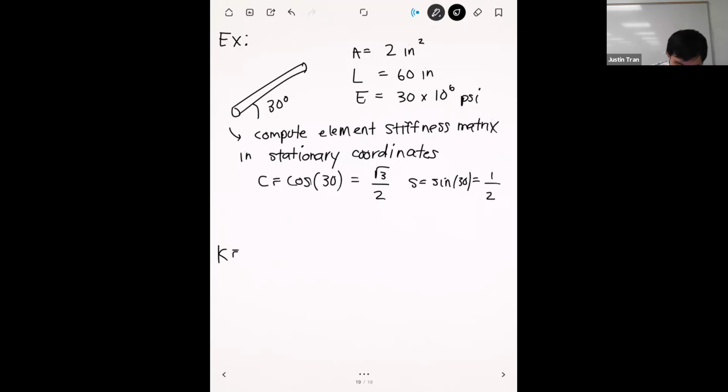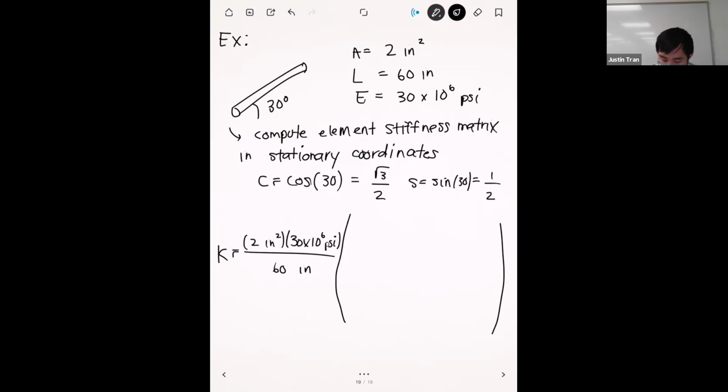Our element stiffness matrix is going to be 2 inch square multiplied by 30 times 10 to the 6 PSI, all divided by 60 inches. That's the AE/L factor in front. We'll see how much of this I can fit in. We're going to fill in at least the top half of these terms, and then we can fill in the rest by symmetry.